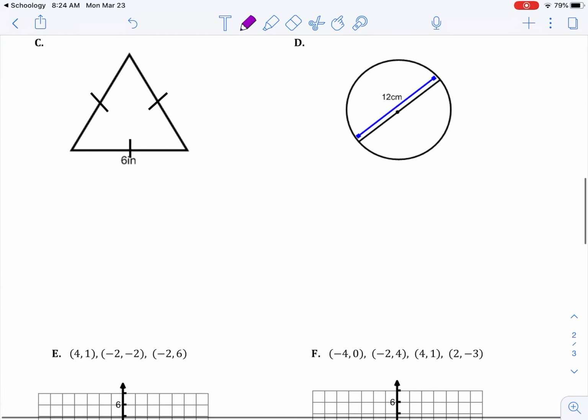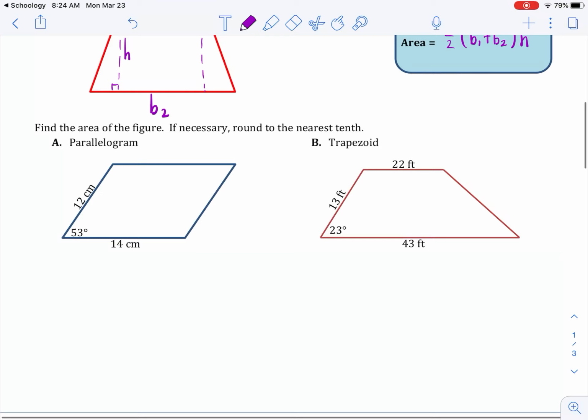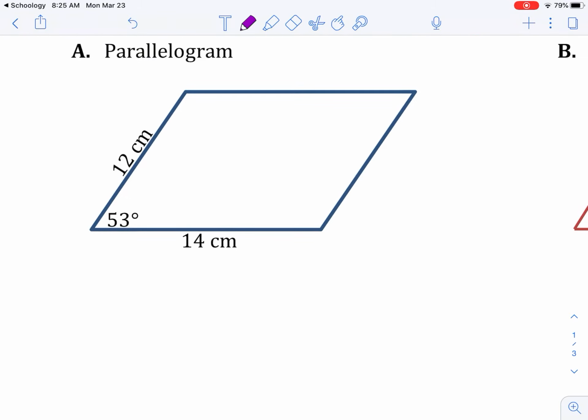Okay, so now what we have here is mixed review for the entire practice. So we're going to have to say, what is it? Which it's already labeled, so I guess that's not really a question. But find the area of the figure, so what's the formula? And then if it's necessary, we will be rounding to the nearest tenth for all of these. Okay, parallelogram. First, pause the video, write down your formula, and try to do it on your own. Then you can check your answer.